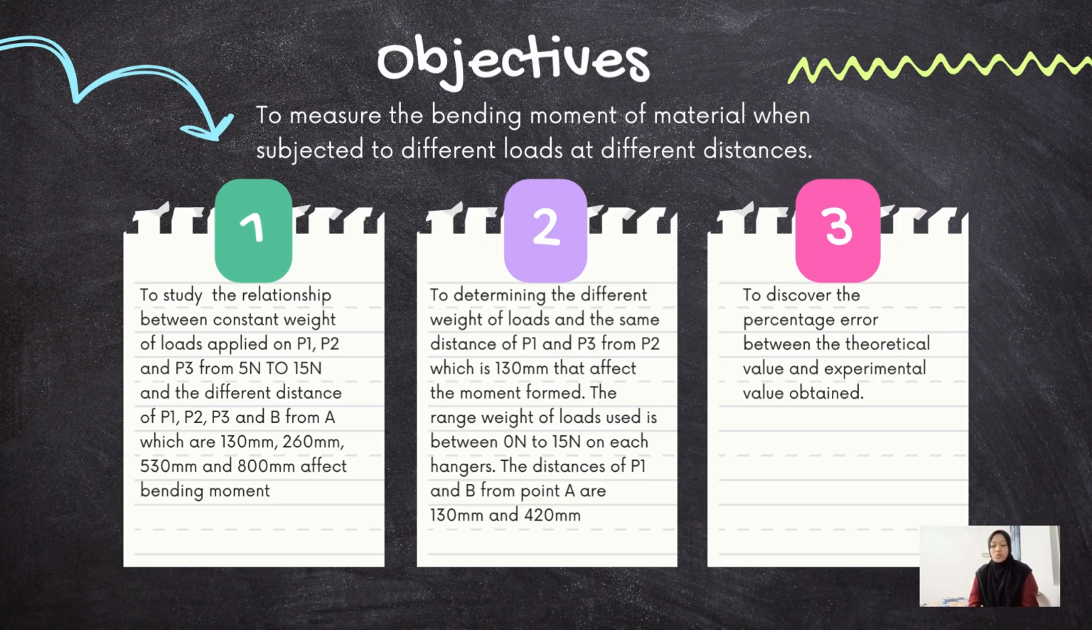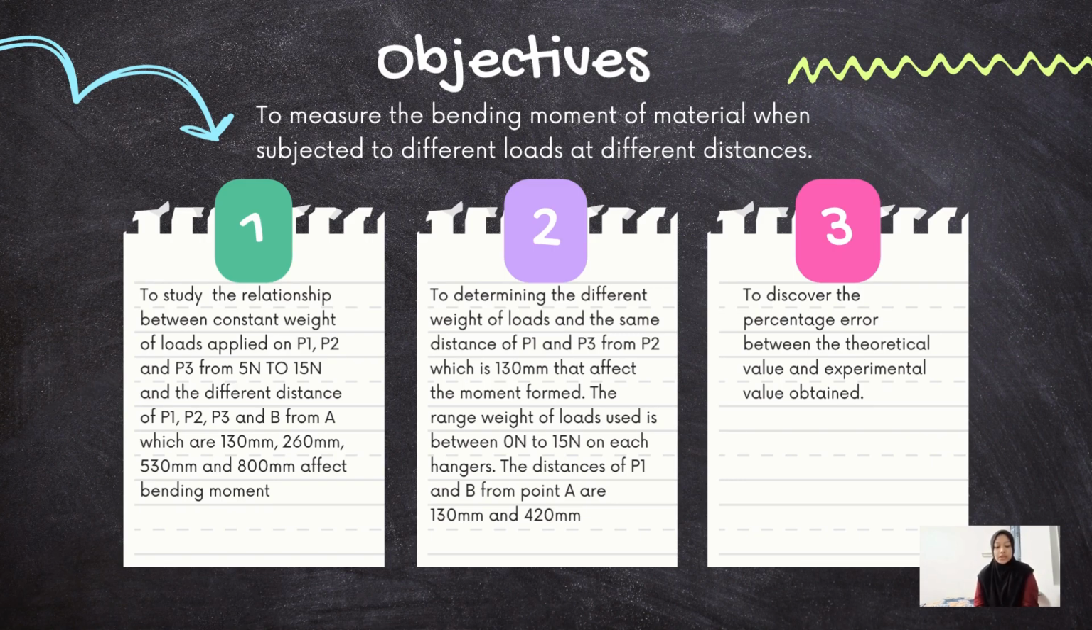First scope is to study the relationship between constant weight of loads applied on P1, P2 and P3 from 5 Newton to 15 Newtons. The different distances of P1, P2, P3 and B from A, which are 130 mm, 260 mm, 530 mm and 800 mm, affect bending moment.